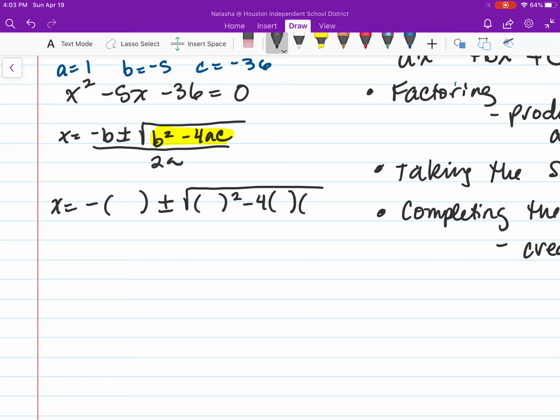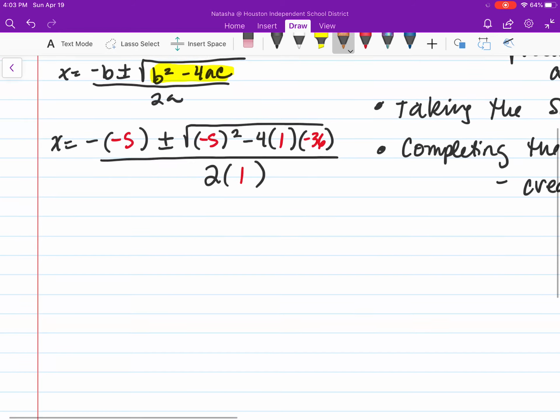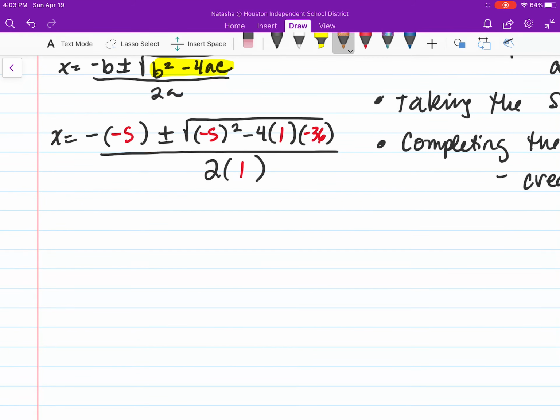So x is equal to negative blank plus or minus the square root of blank squared minus 4 times blank all over 2 times blank. Okay, so let's put in our values. So our b is negative 5, so I'm going to put negative 5 in all the blanks where I have b. And then a is 1, so all the blanks where a should be, I'm going to put 1. And then lastly, c is negative 36.